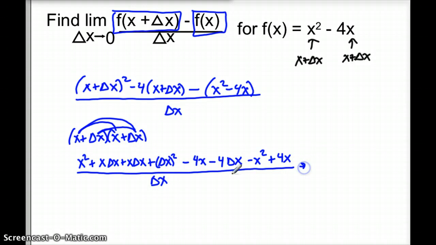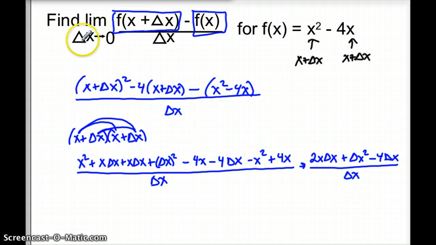All right, so then x squared, there's no like term. Oh, there is. There's this one. Sorry. Combining like terms, we've got this x squared minus this x squared, so that's gone. And then we've got x delta x plus another x delta x, so that's 2x delta x. And then we've got this delta x squared here, so we'll write that in there. And a minus 4x here, but a plus 4x here, so those two are gone. And then a minus 4 delta x. So we've combined all our like terms now, and that's still all over delta x.